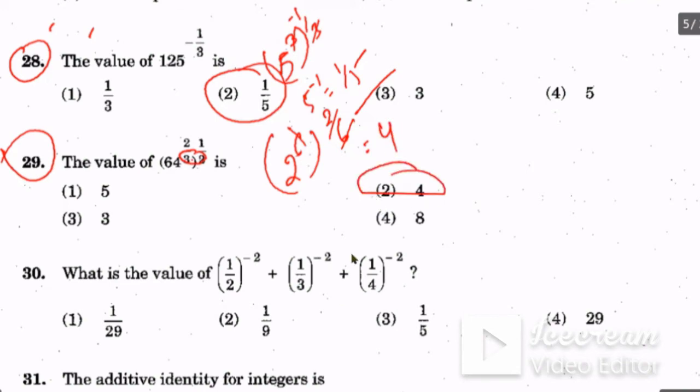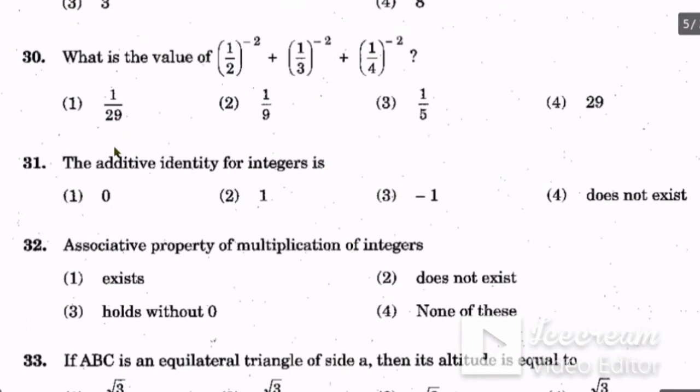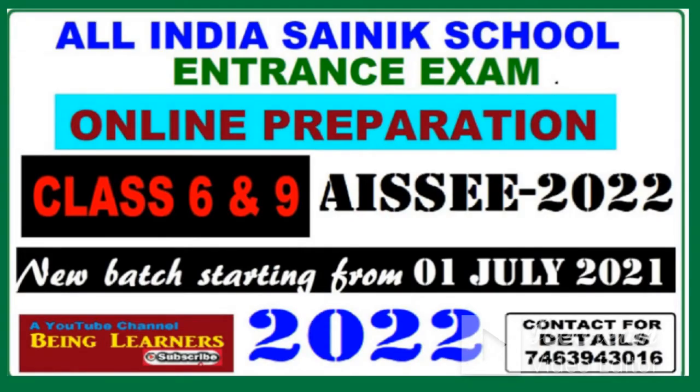Now the last question of this part, question number 30, the value of this. So you have all these powers in negative, so every fraction will be reciprocal. 1 upon 2 will be 2, and 2 to the power 2 is 4, plus 1 upon 3 will be 3 to the power 2, so it will be 9, plus 1 upon 4, it will be 4 to the power 2, that is 16. 16 plus 9, that is 25, plus 4, 29. So the fourth one is correct.